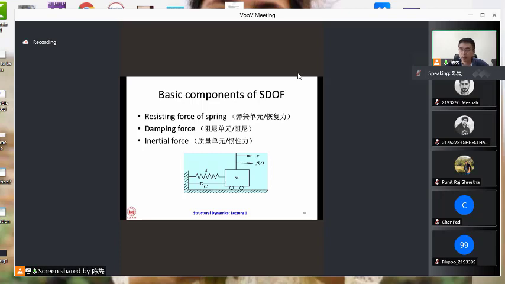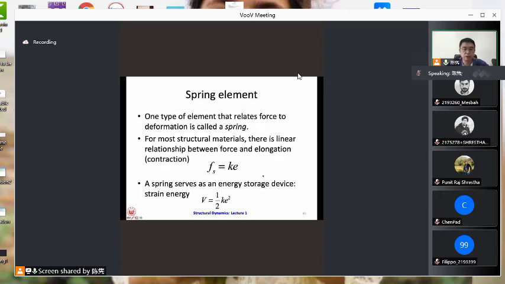Because of damping, if there's no external loading, the vibration will stop finally. The third is the inertial force, because there's acceleration and there's mass. The spring is related to the restoring force. For the spring element, in our course we only consider the linear case, so there's a linear relationship between the force and the displacement. The spring force is Fs equals k times x.